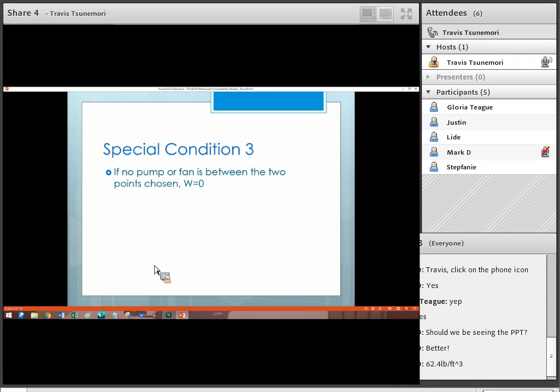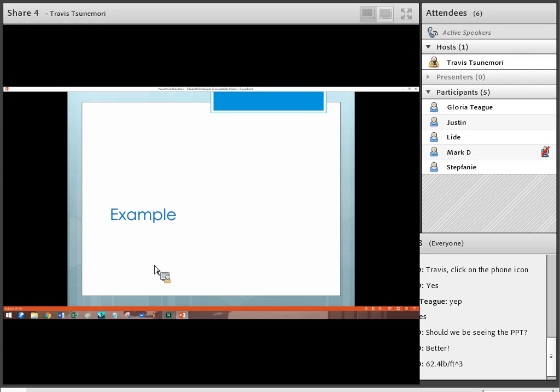Okay, in special condition 3, sometimes we can choose points where there's no pump or fan in between the 2 points. So we're not adding energy to the fluid in between the points, so then we know W is 0. We pretty much have to have a fan or a pump in between those points to be adding energy for W to be something greater than 0. Okay, so let's look at an example.